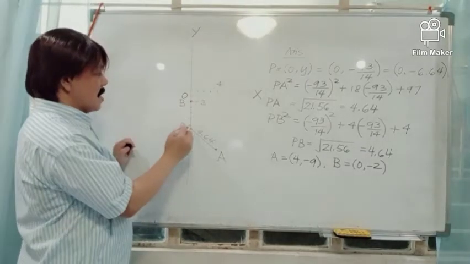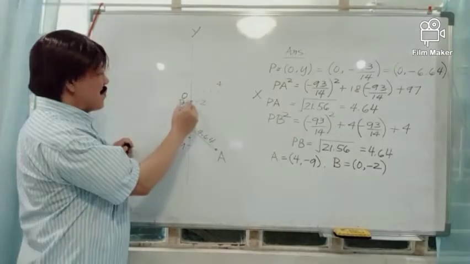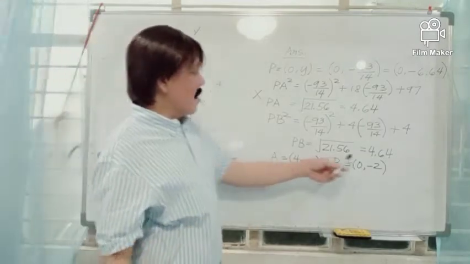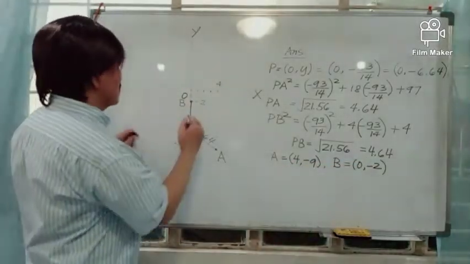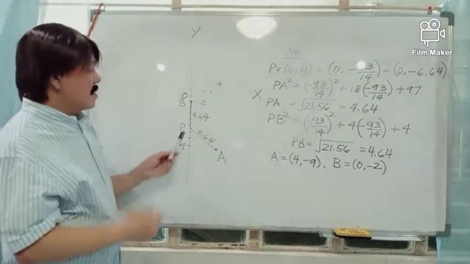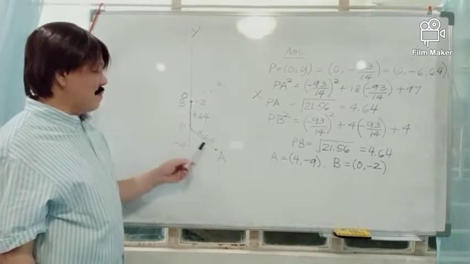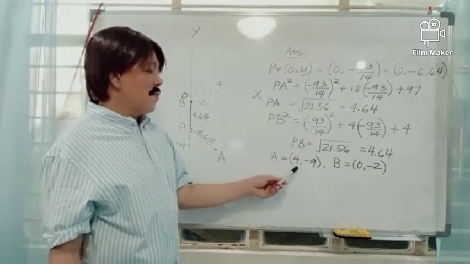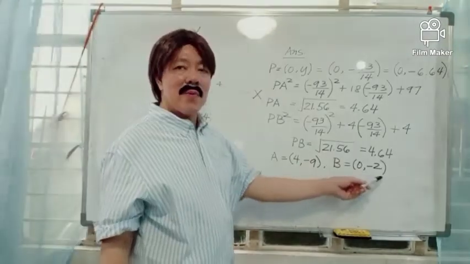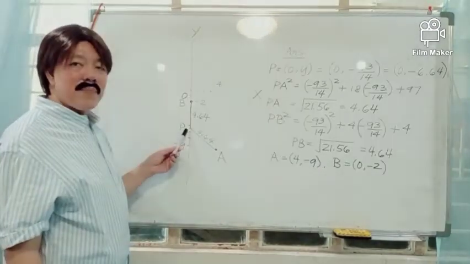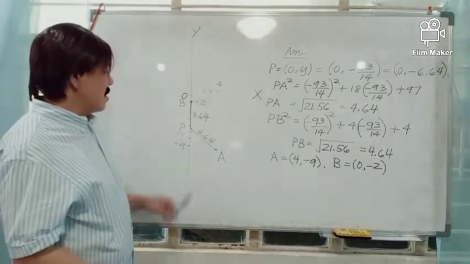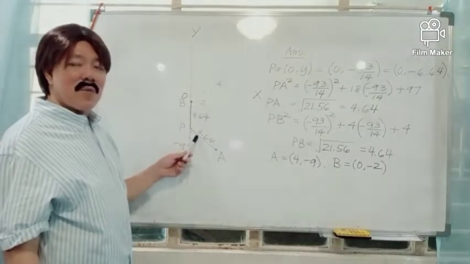We have also shown that the distance of P from point B is also 4.64 units. The point P is equidistant from A with coordinates 4, negative 9, and from B with coordinates 0, negative 2. Or the distance of P from A and from B are equal. And that distance is equal to 4.64 units.